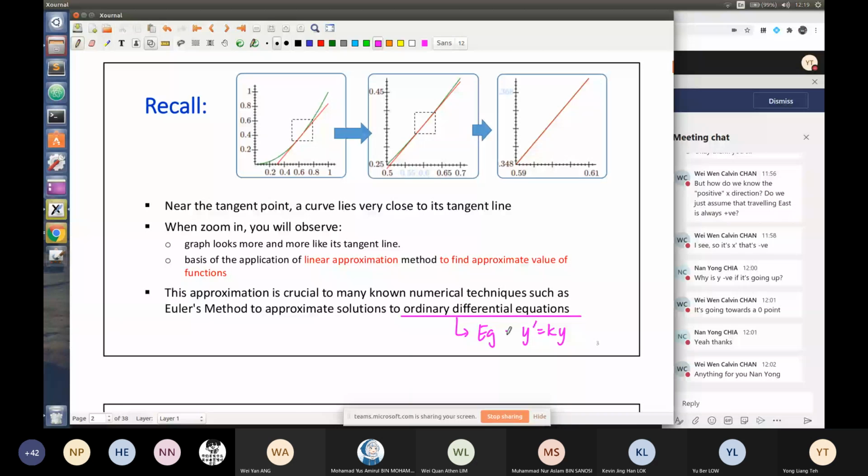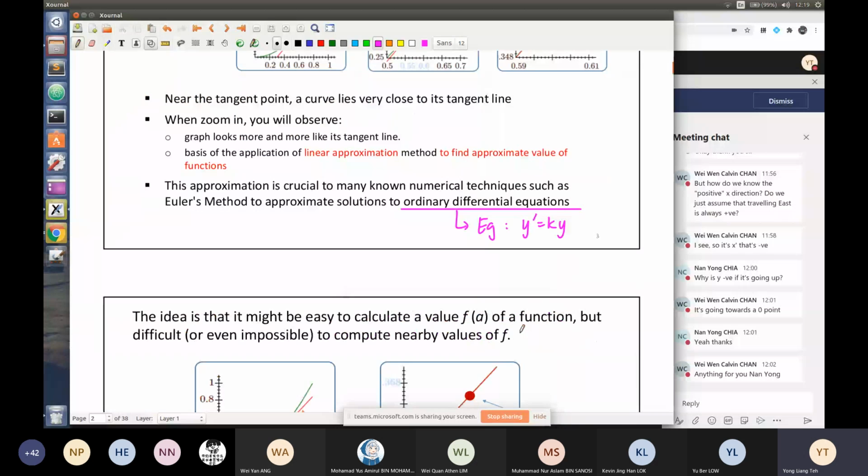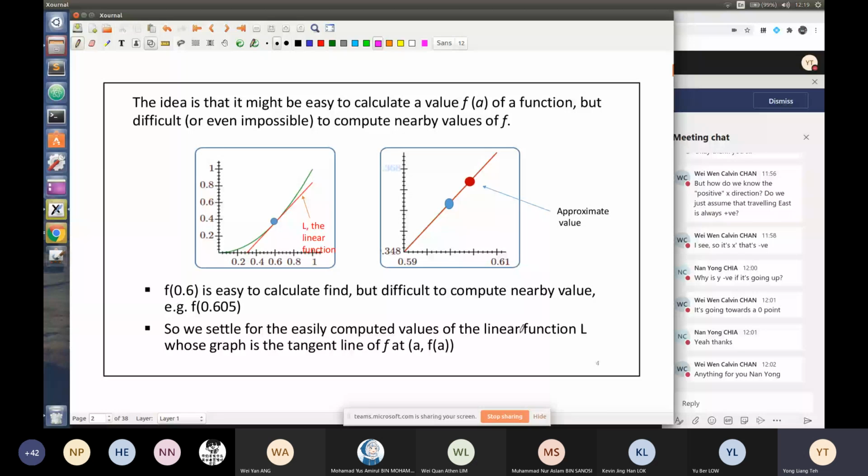Moving on, this is what I was trying to say just now. Let's have an example here. Let's say f of 0.6 is easy to find, but it's very difficult to find f of 0.605. So let's say you want the value close to this point; it's quite difficult to find. But from this drawing, you can somewhat visually understand that this point on the green line can be approximated quite closely by the point on the red line, if you zoom in close enough.